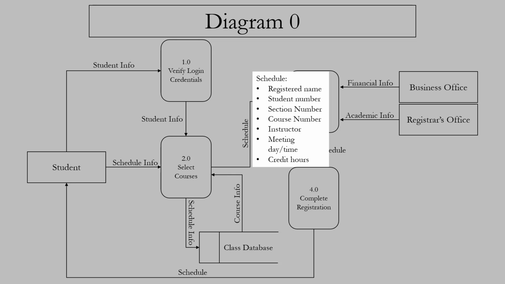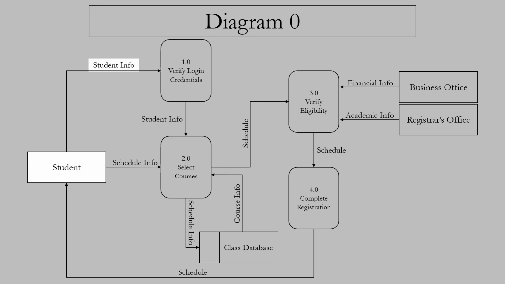This kind of diagram can help identify a lot of requirements for a new system. From this, we can tell that we need some specific user inputs. We need an interface to the business and registrar's offices, and we can see what kind of data stores we will need to support the system.